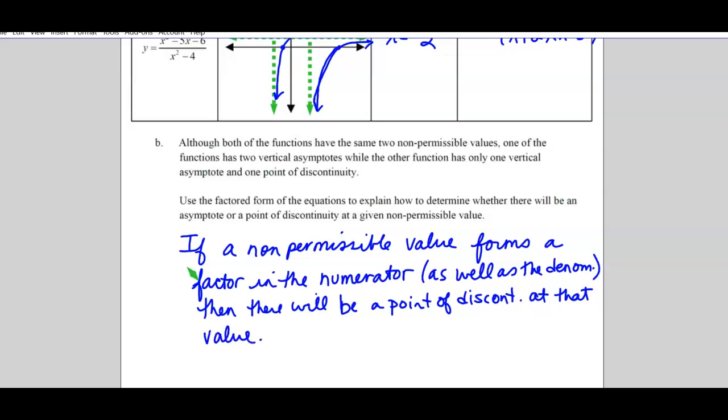So if the non-permissible value forms a factor in the numerator as well as the denominator, so basically repeated, then there will be a point of discontinuity at that value. So for the first one, the non-permissible value is 2, which formed a common factor between the numerator and denominator. And so there's a point of discontinuity at x equals 2. Does that make sense?